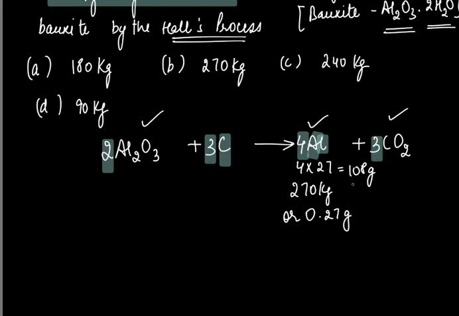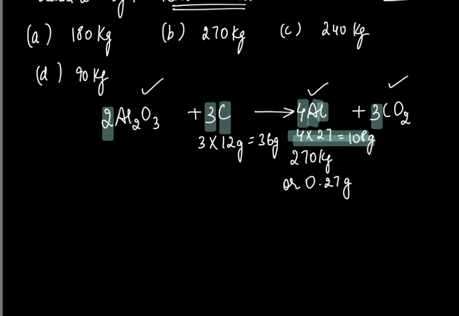So we know that if we balance this equation, 108 gram of aluminium is getting produced, and how much carbon is utilized in this? This will be 3 into 12. 12 is the gram atomic mass of carbon. So 12 into 3, 36 gram. So these are standard. Now we are going to utilize it.